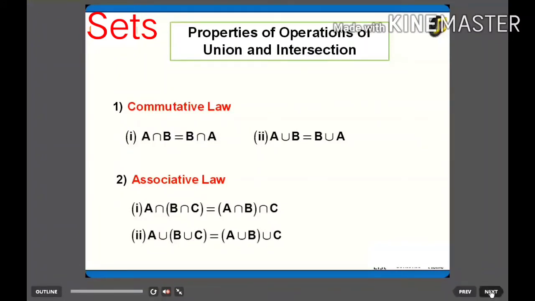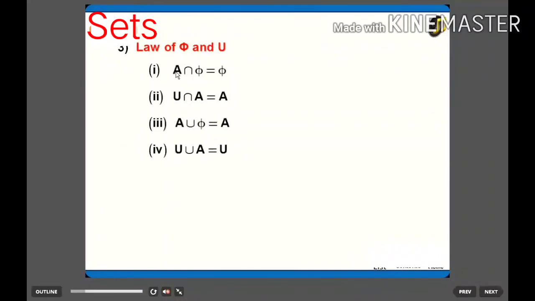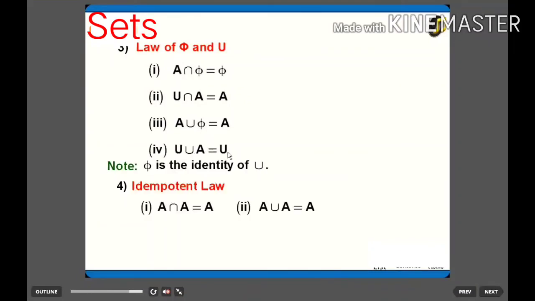Look here, we have some more properties. These are the laws of phi and the universal set. So look here, A intersection phi, the null set, gives the null set. If the universal set is given to you and you do the intersection with A, you get only A. If set A is given to you and you do the union with phi, you get A only. If you do the universal set union A, you get the universal set.